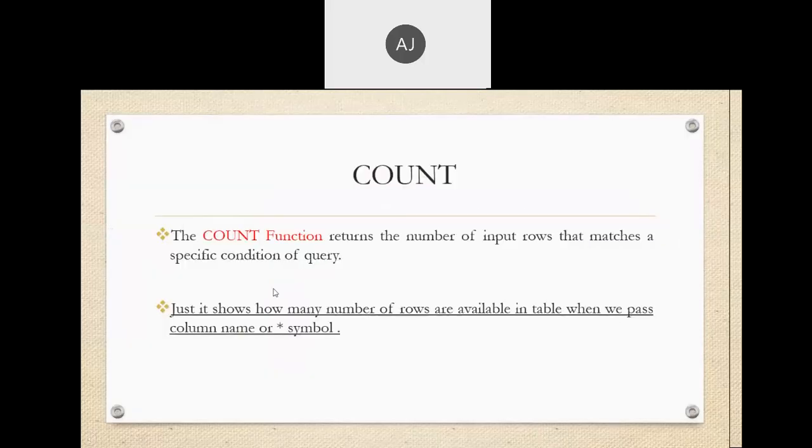So it returns the number of input rows. It shows how many rows are available in the table when we pass the column name or asterisk. Both are the same. If we pass the column name, we get the same result as when we pass the asterisk symbol. Because does it ever happen that one column has 5 rows and another column has 10 rows? No. In structured data this never happens. So whether we pass different column names or the asterisk symbol, we get the same result. It will return only the count.